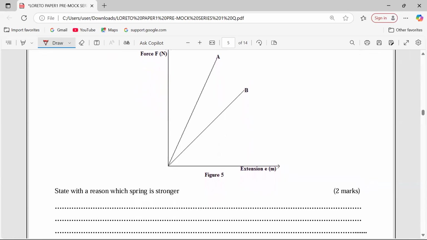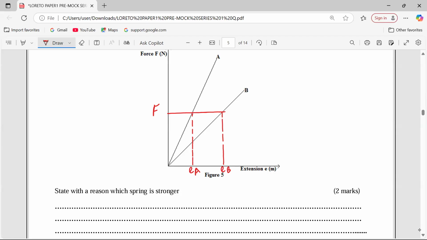State with a reason which spring is stronger. So we can examine the two springs. Allow me to draw a line here. Then I will be able to say, assuming that we have force F, which is causing a certain extension for spring A, and the same weight causes a certain extension here for B. So we can see the extension for B is greater than the extension for A using the same force.